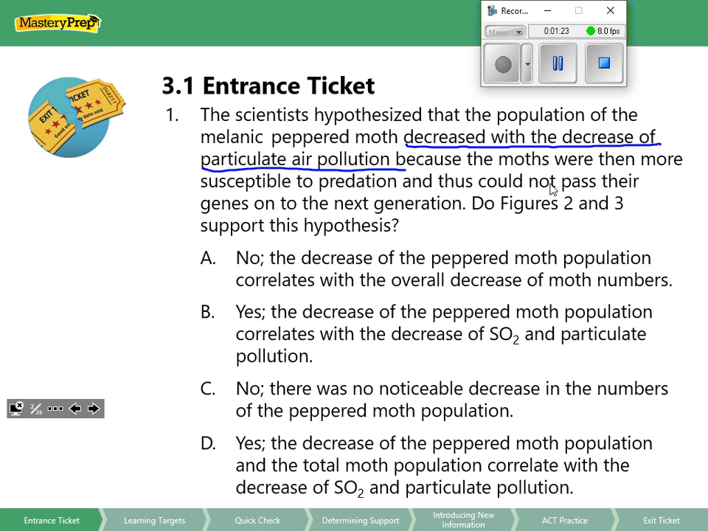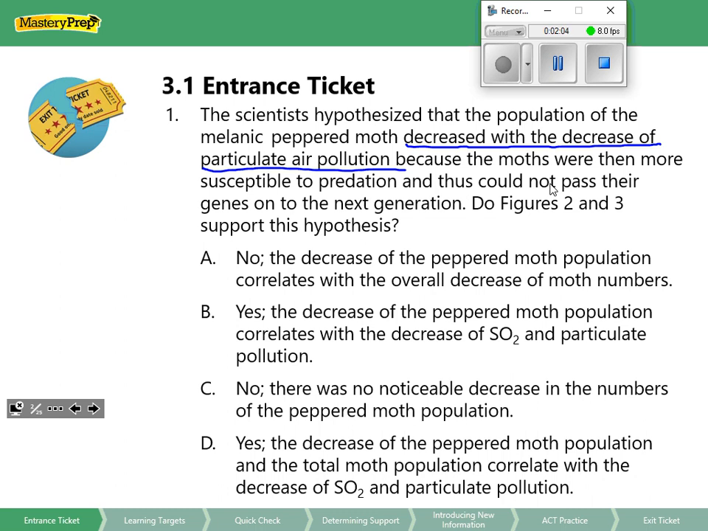So if we look at figures 2 and 3, numbers of moths and number of melanic moths, well, in figure 2, the melanic percentage is going down. The number of total moths is kind of up and down. There's not a consistent deal there. Now in figure 3, the suspension particulates per gram is going down. The mean SO2 concentration is going down. Both of them are decreasing, yes? Okay. So we have this here.